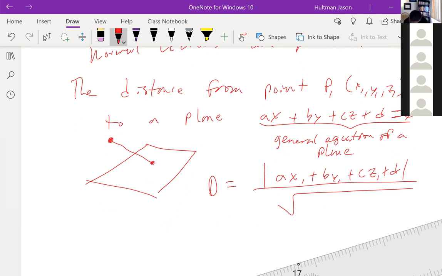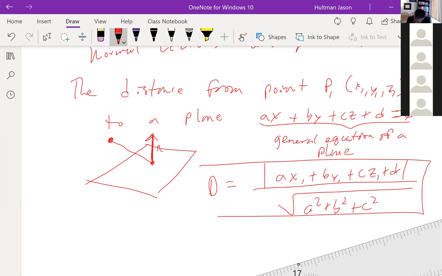Okay, it's the distance along to that plane over the magnitude of the normal vector n. That's the square root of a squared plus b squared plus c squared. It's really the absolute value, because these are all going to be positive values. So the absolute value of the top over the magnitude of the normal vector ABC.